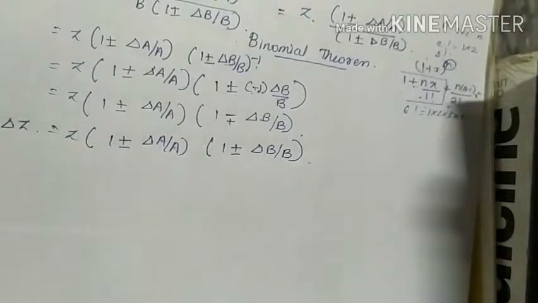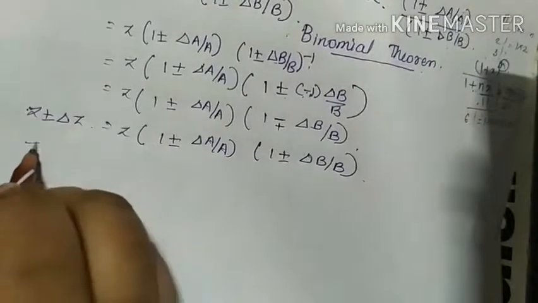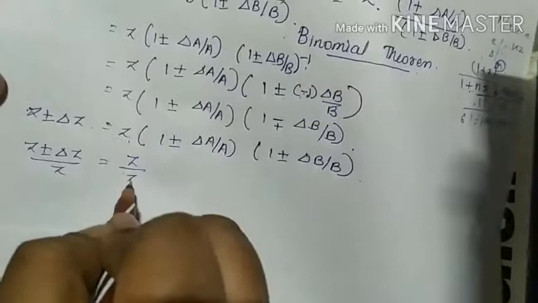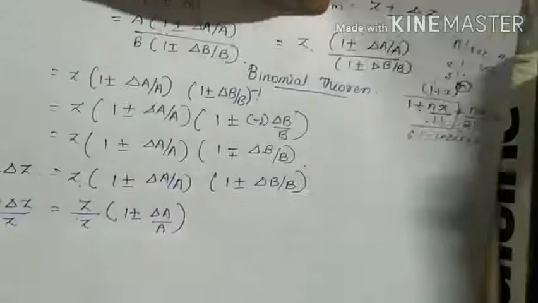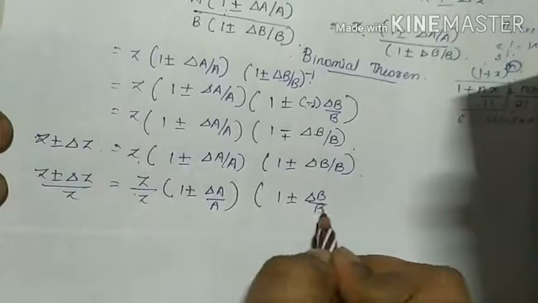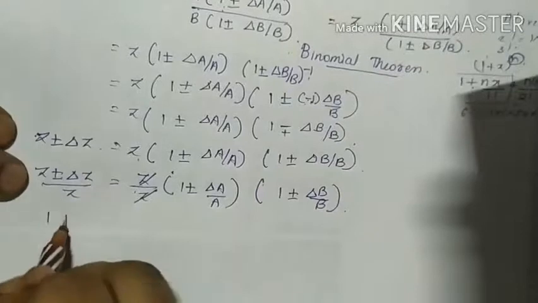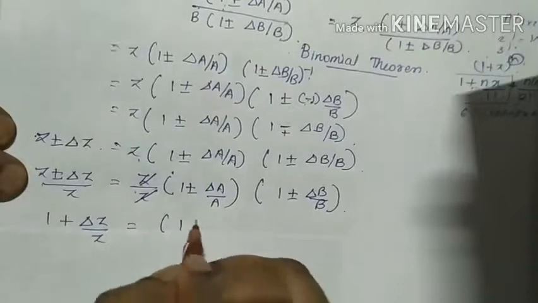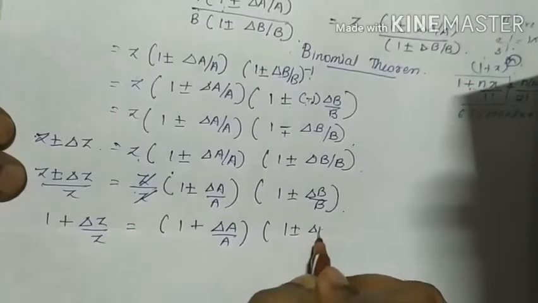Right, now what I am going to do is divide LHS and RHS throughout by z. So it becomes z plus or minus delta z by z is equal to z by z, 1 plus or minus delta a by a, sorry guys, 1 plus or minus delta b by b. Now this z cancels off, z by z is 1, right? So 1 plus delta z by z is equal to 1 plus delta a by a into 1 plus or minus delta b by b.